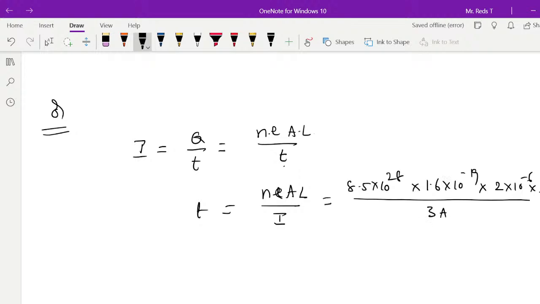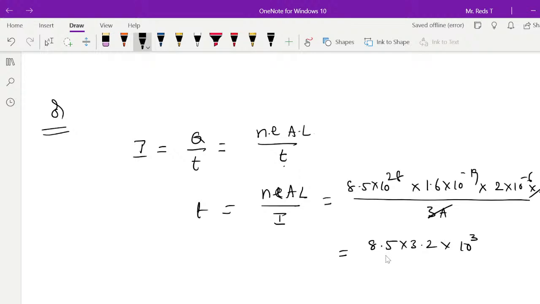So the 3 ampere cancels. Then 1.6 into 2, 16 into 2 is 32, so you can write it as 3.2 into 10 to the power 28 minus 19 minus 6, which is 28 minus 25, gives you 3. Right? So this is the time taken by the conductor.